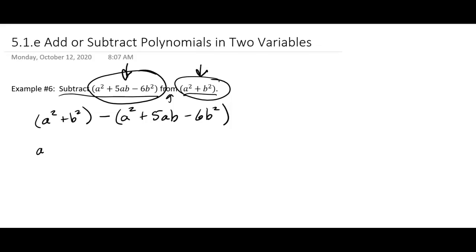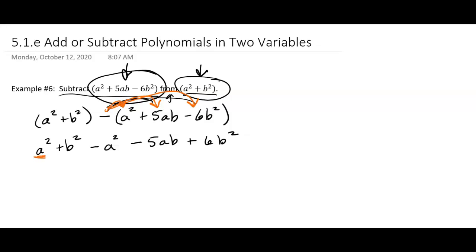The first polynomial, those parentheses, we don't need those. The second polynomial, we're going to have to distribute that minus sign to all three terms. So it's going to be minus a squared minus 5ab plus 6b squared. So again, we're taking the minus to the a squared, minus to the 5ab, minus a minus 6b squared. That makes it plus 6b squared. Okay, that removes the parentheses, and now we can look for like terms, things that can be combined.